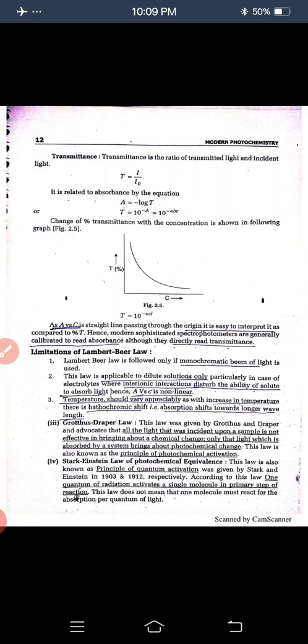Next law is the Stark-Einstein law of photochemical equivalence. This law is also known as the principle of quantum activation, and was given by Stark and Einstein in 1903 to 1912 respectively. According to this law, one quantum of radiation activates a single molecule in the primary step of the reaction. This law does not mean that one molecule must react for the absorption of each quantum of light.